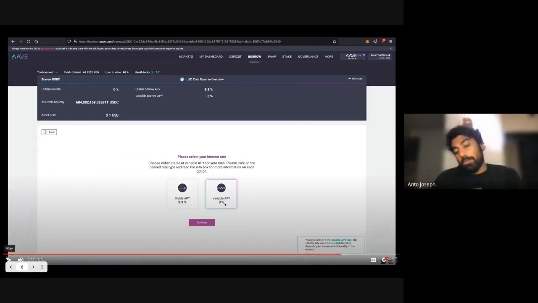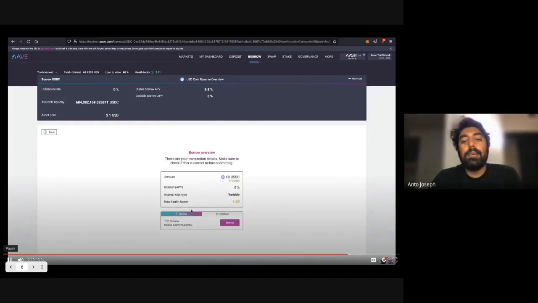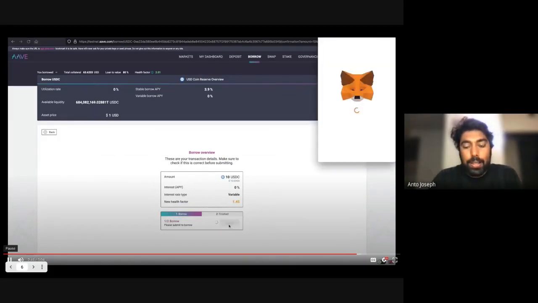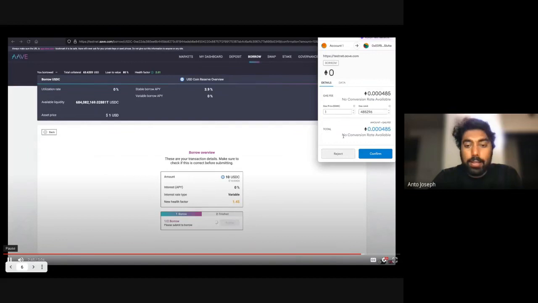Now, once we have set up a safe health factor, we would want to select if we want a stable APY or a variable APY. For demo purposes, we'll just go with a variable APY. And this would give us all the details of our loan. We would click borrow, and then we can sign the transaction.